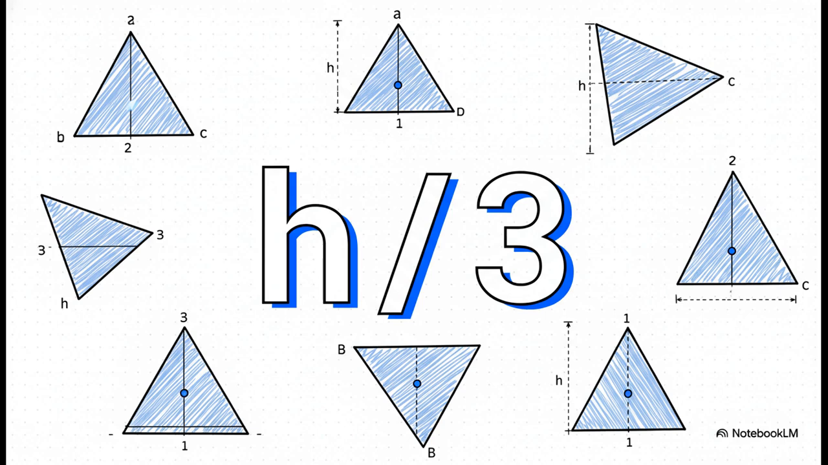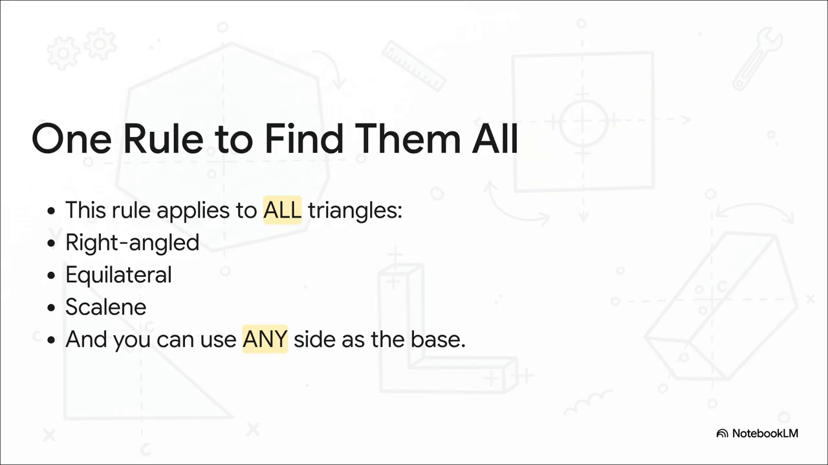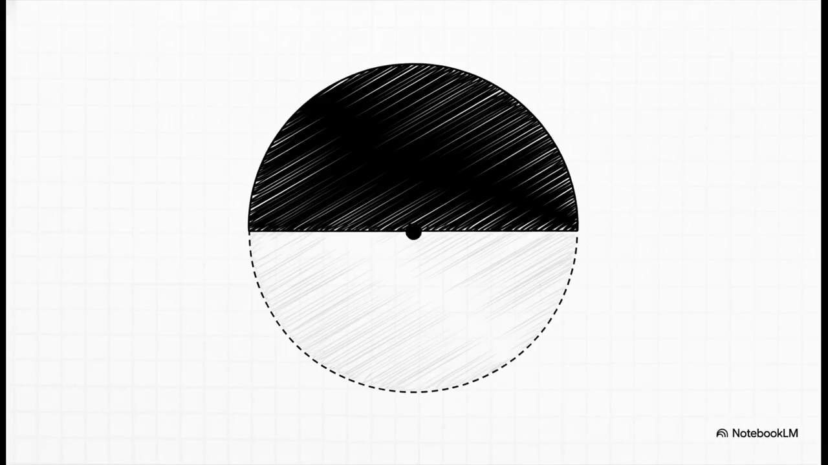Simple as that. And this is what's so cool about it. The universality of this simple rule is just amazing. It doesn't matter if it's a right-angled triangle, an equilateral one, or some wacky scalene triangle. You can pick any side to be the base, measure the height straight up from there, and boom, the centroid will always be 1/3 of that height away. It's just incredibly reliable.